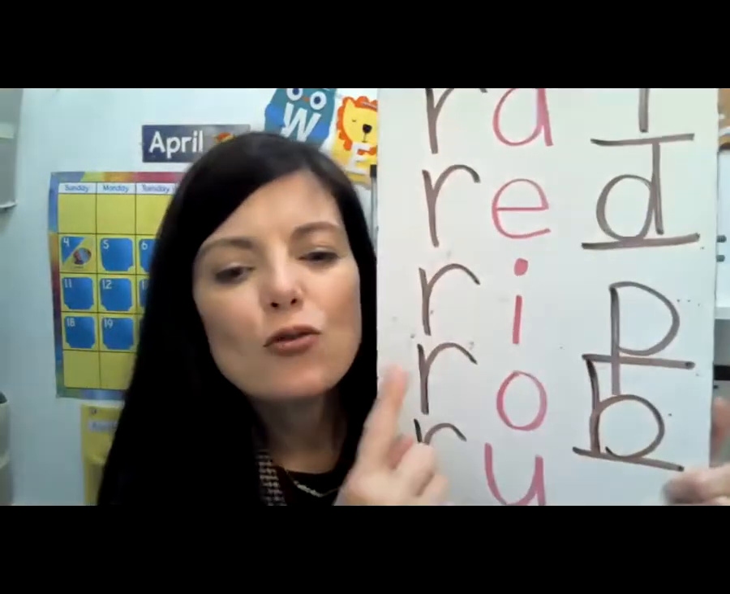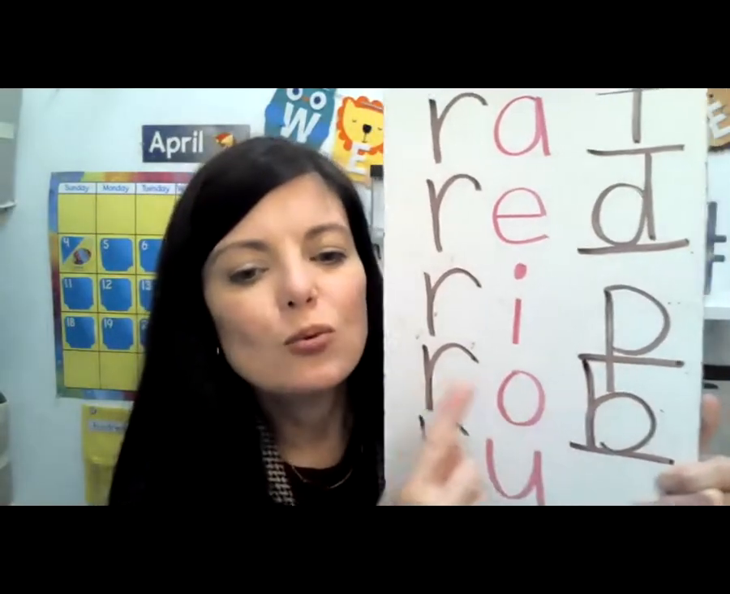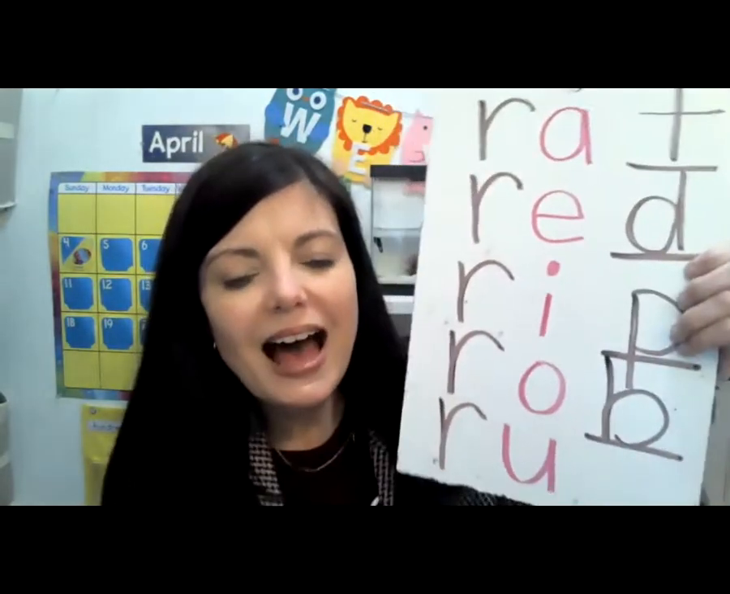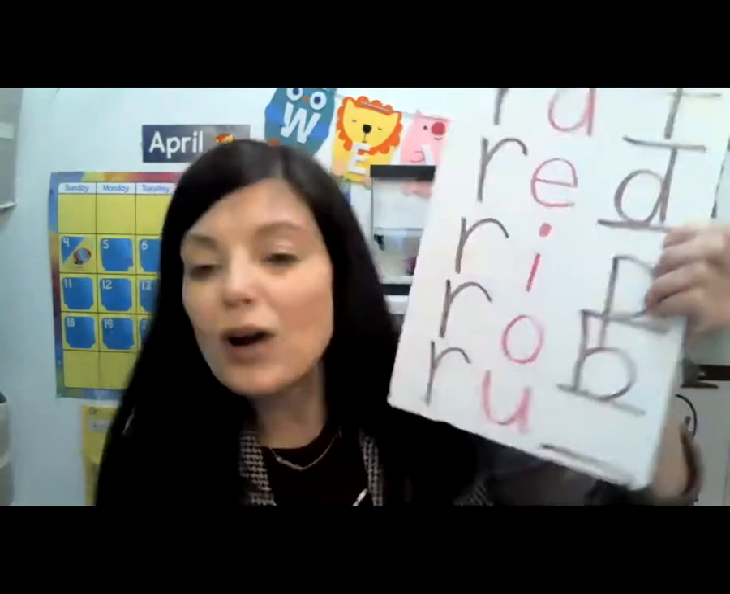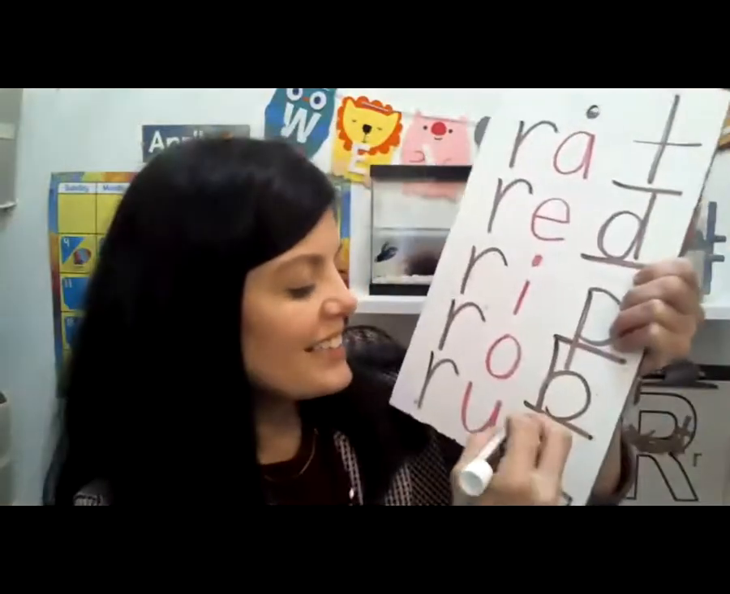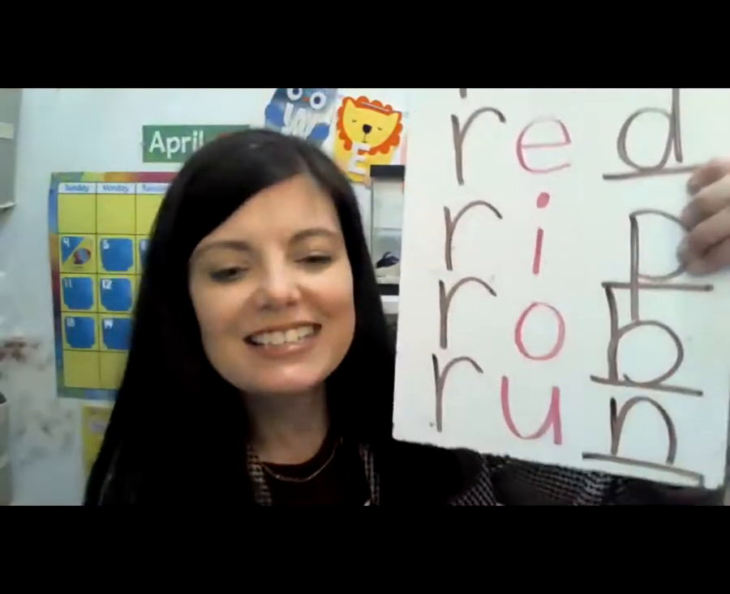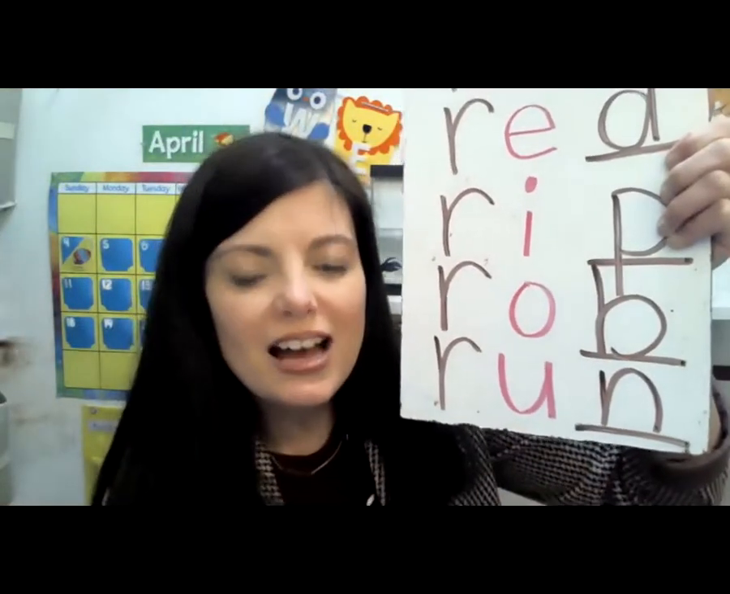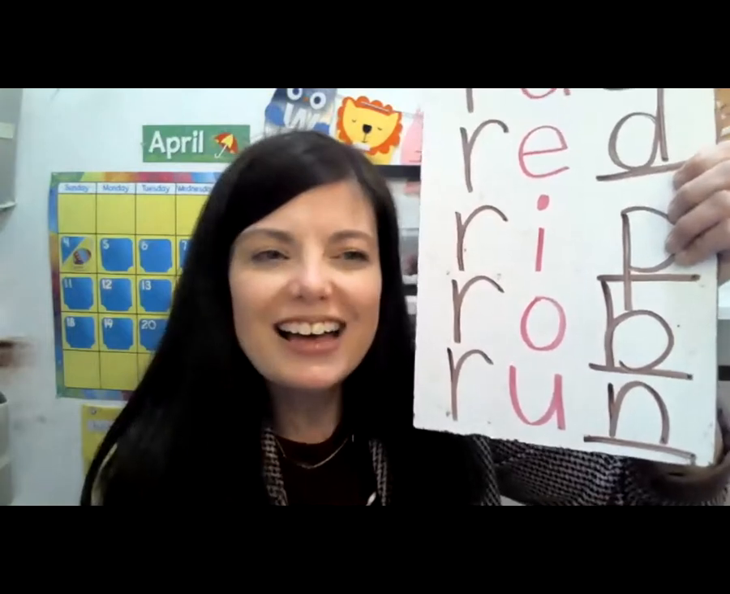Let's read. Rob, rob. I want this last one to say run. So what letter says n, n, n, as in no? That's letter N. Let's read this together. Run, run. Well, nice job. You did a great job blending and reading today.